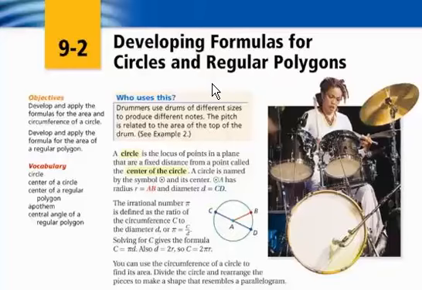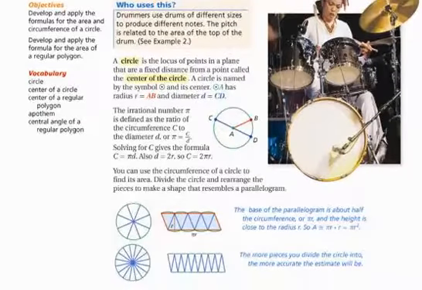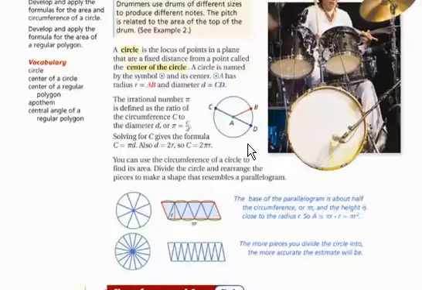Here again. I just wanted to go through Chapter 9, Section 2 with you, developing formulas for circles and regular polygons. And in Section 1, we talked about some formulas for triangles and some different four-sided figures. And in this section here, we want to take a look at circles and regular polygons.